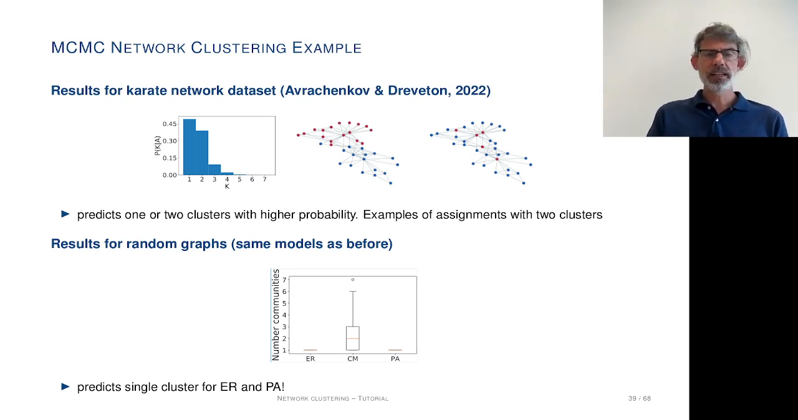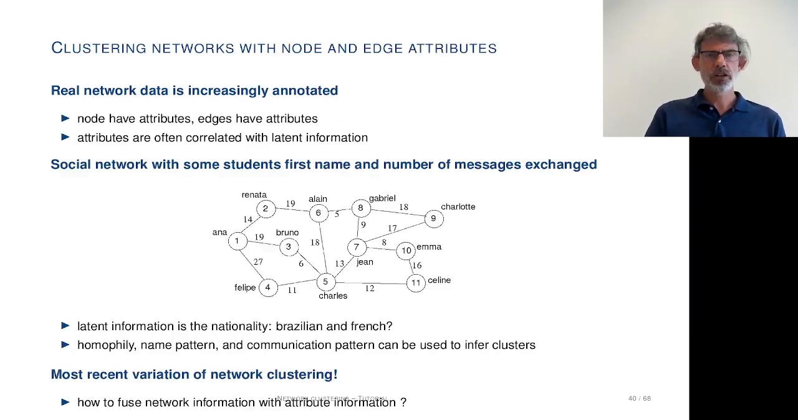So it's nice that for random graphs where there's no community structure, this technique does not find any communities, at least for the ER and PA models. Good. Now let's talk about clustering networks with node and edge attributes, because real network data is increasingly annotated.